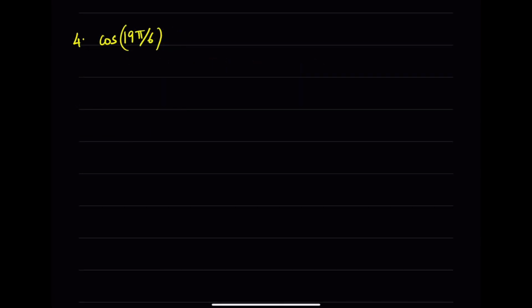Let's try to find the value of cos of 19 pi by 6. So 19 times 30 is 570. So we can change this to cos of 570 degrees, which can further be changed to cos of 360 plus 210 degrees. That means this is in the third quadrant where cos and secant are negative. So this will change to cos of 2 pi plus x, which is cos x.